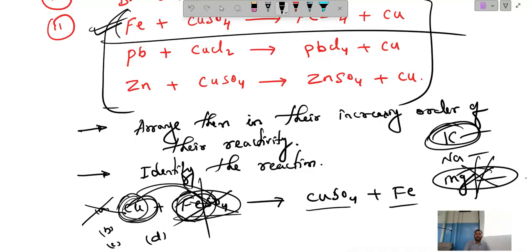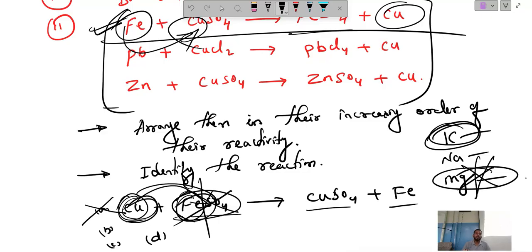You should tell that iron is a highly reactive metal, copper is the least reactive metal. A highly reactive metal can displace a less reactive metal. So iron displaces copper from copper sulfate. So it becomes FeSO4 and Cu is displaced. Cu is removed during that reaction.